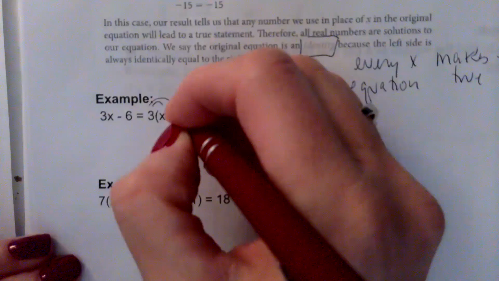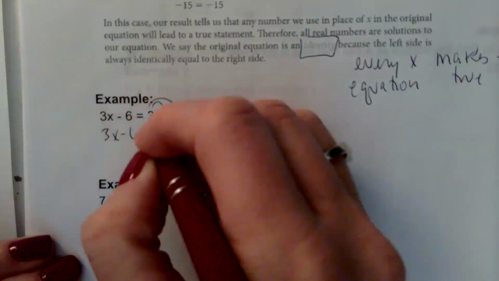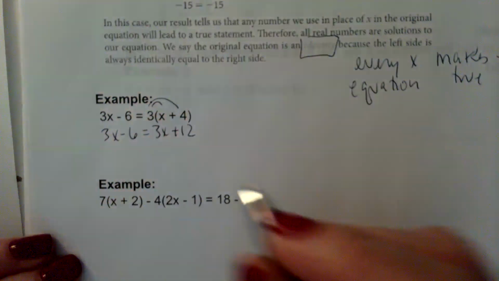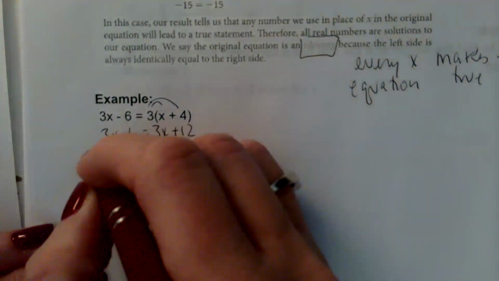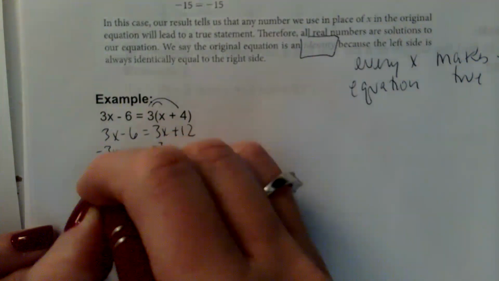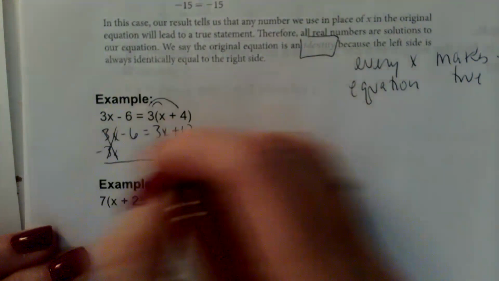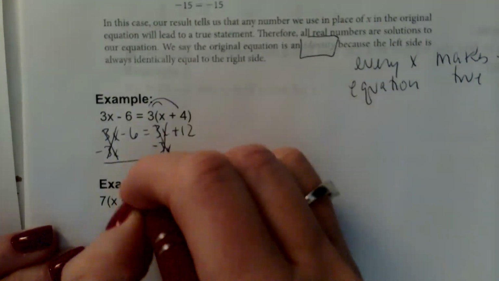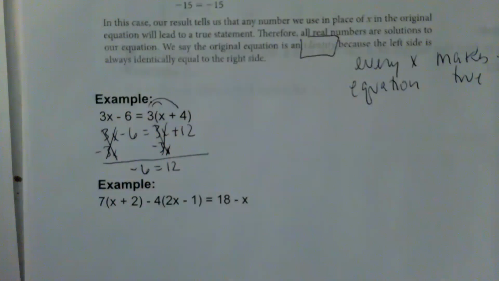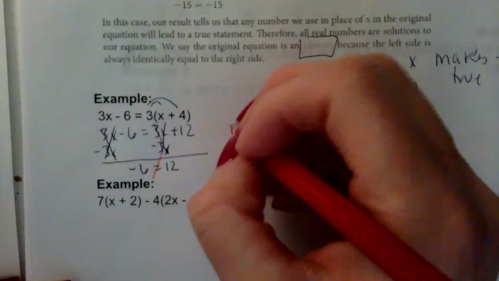I'm going to use my distributive properties. So we have 3x minus 6 equals 3x plus 12. When I move my x's, I'm going to subtract 3x to move them over here. But the result is, it looks like they both just cancel. So the result is negative 6 equals 12, which is not true. So that means there's no solution.